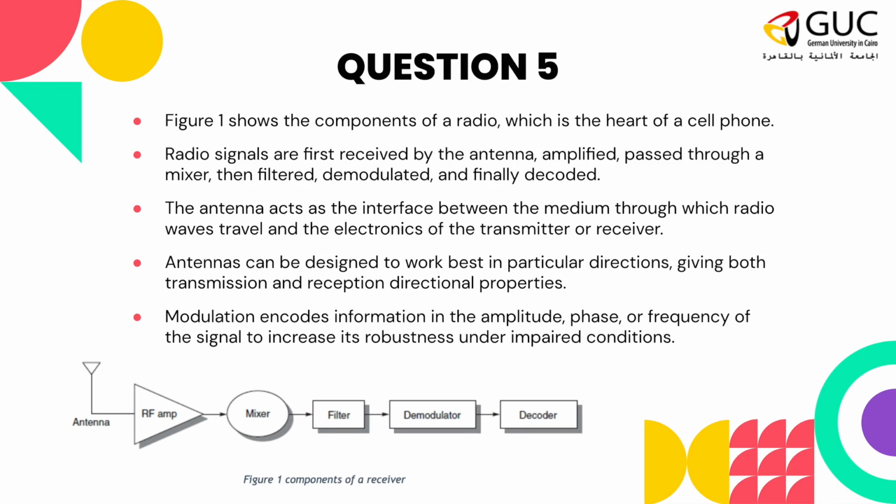And modulation encodes information in the amplitude, phase, or frequency of the signal to increase its robustness under impaired conditions. So actually modulation tries to enhance the signal and makes it robust, so you can receive it accurately without any problems or issues. Okay, so basically modulation is just to enhance the signal.